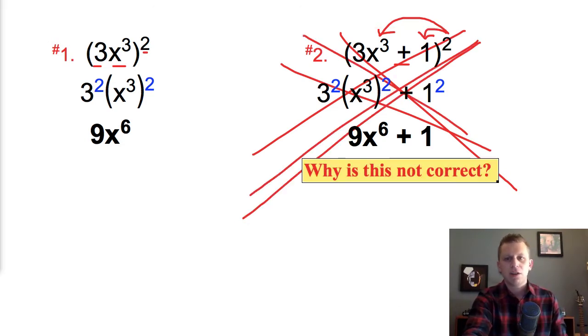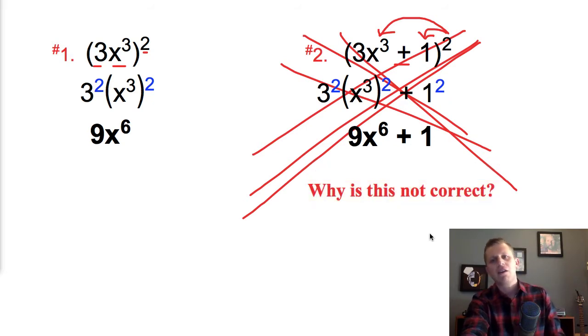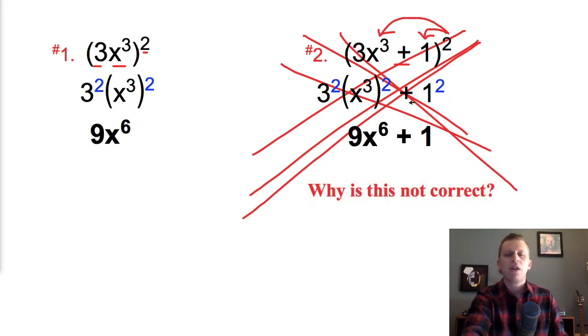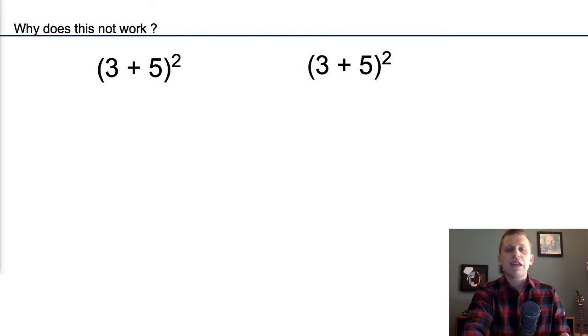And you might say, why? Why is it not correct? Why can I not take a sum to a power like that? I know a lot of people have made this mistake. Let me break it down for you with easier numbers to show you why. Imagine I just look at these numbers here. Here I have a sum to a power. 3 plus 5, that's sum squared. And I'm going to show you why you may not just distribute the power. This is, again, the wrong way to do it.